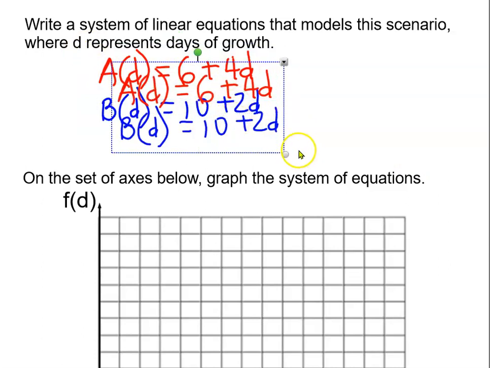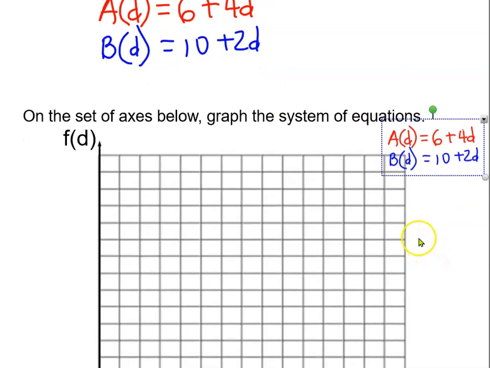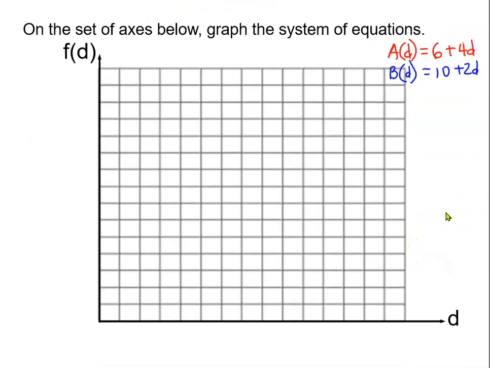I'm going to shrink them down just a little bit so I can move them to the side here and refer back to them as I scroll my screen. Okay, so it looks like D is my x-axis, and f of D, that's my function there, is where I'm going to put my growth height, of how much it grows each day. So it looks like I got 10 and 6, and I go up by 2s and 4s. I got a lot of even numbers here.